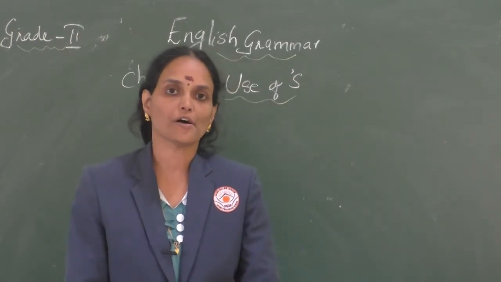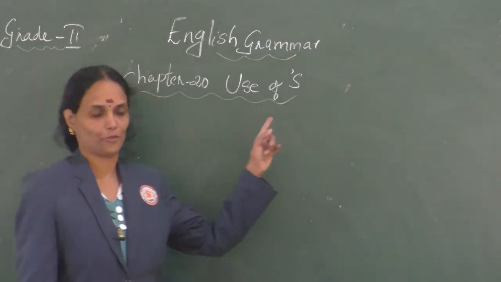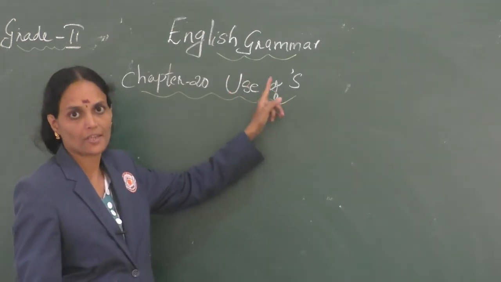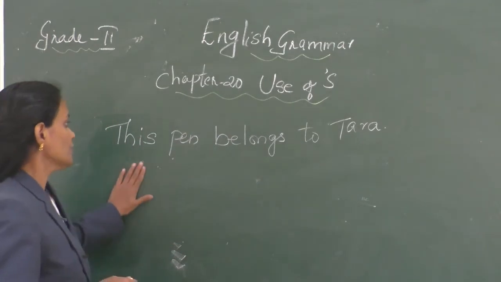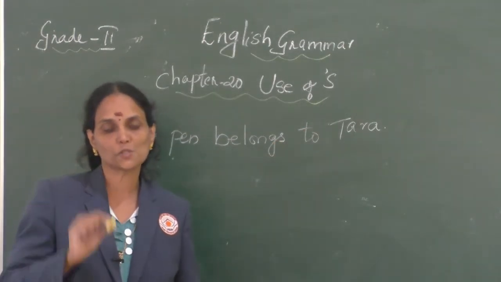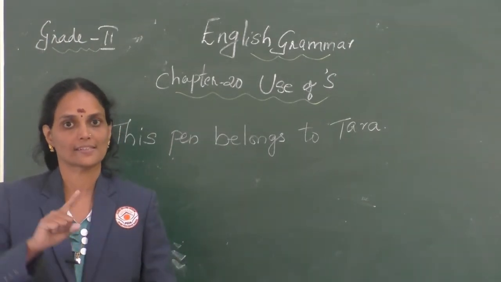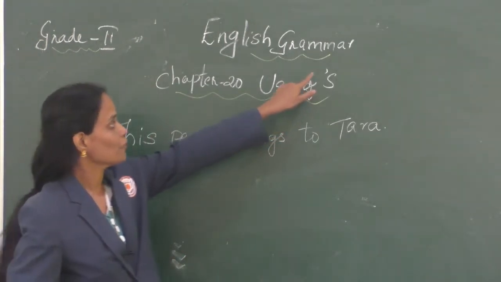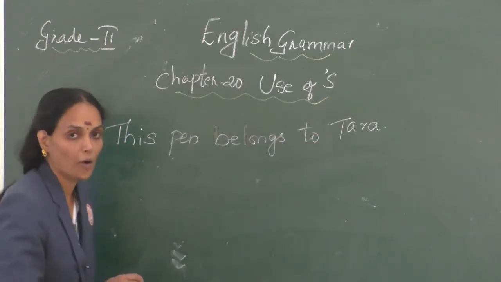Today we are going to talk about a new concept in English grammar. Look at the board, all of you. Chapter 20, Use of apostrophe S. Look at the board, there is a sentence for you. This pen belongs to Tara. How can we write the same sentence in any other way? By using the apostrophe S, we can change the sentence. Let's see how it is done.